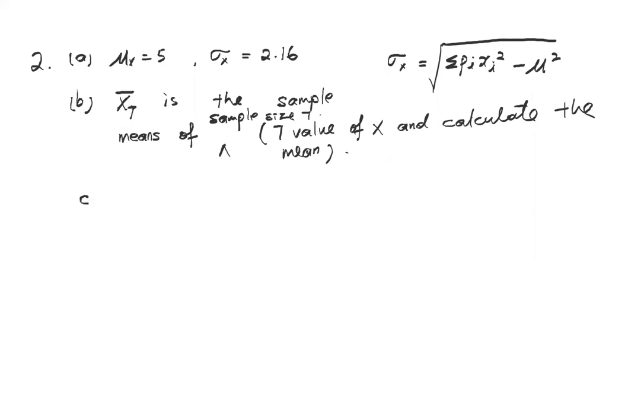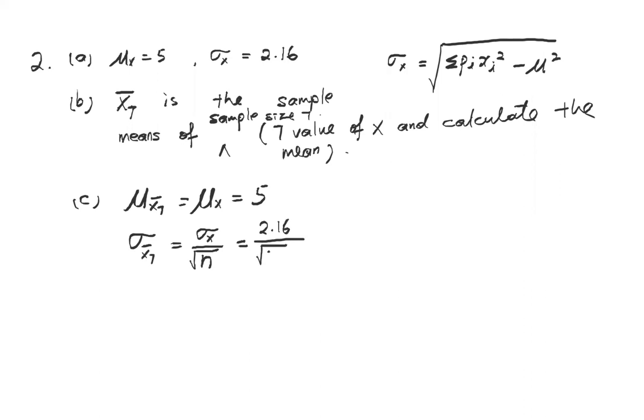We go back to the formula. What is the formula? Mean of X bar 7 is equal to the population mean, equal to 5. Don't always just straight away write equal to 5. And the standard deviation of X bar 7 equals the standard deviation of the population divided by the square root of the sample size, which is 2.16 divided by square root of 7. So approximate value. Clear? Can or not?